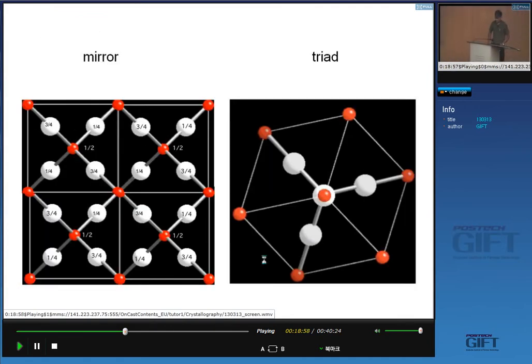And of course, the body diagonal is the 1, 1, 1 direction. Now, what kind of plane is that? So it's a plane. Yeah, mirror plane. Because look, everything reflects across it.